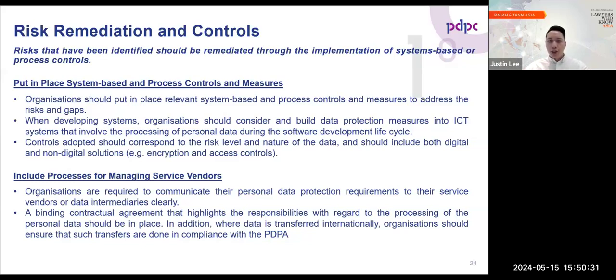For example, things like communicating your requirements and policies to them, not just verbally, but also putting them in the contract so that it's very clear and legally stipulated what exactly you need to do in terms of personal data protection. And I think that's the second point in the second bullet point there, right? There should be a binding contractual agreement that highlights their responsibilities. And in addition, if it's going to be an international transfer, there are additional requirements that need to be complied with under the transfer limitation obligation of the PDPA.